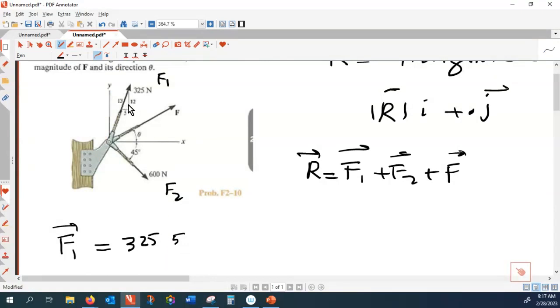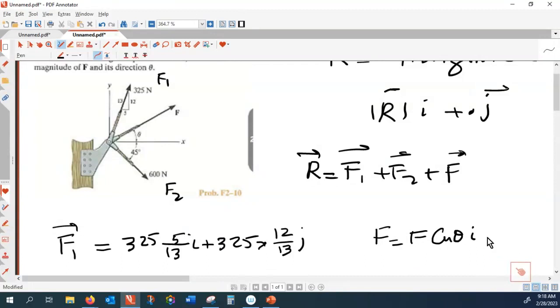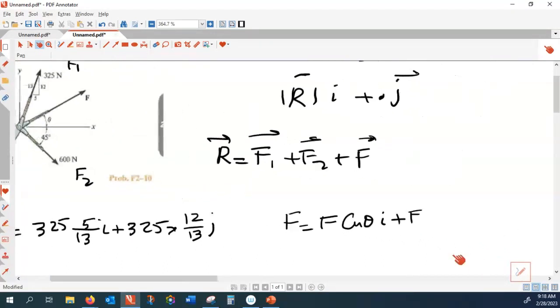And cos of this little angle is adjacent divided by hypotenuse. This is divided by 13. And that multiplied by i, correct? And then the y component is plus the magnitude 325 multiplied by sine of this angle, which is opposite divided by hypotenuse. That is 12 by 13. And that is j. All right, so the next thing is, how do I write F? F is F cos theta i plus F sine theta j.